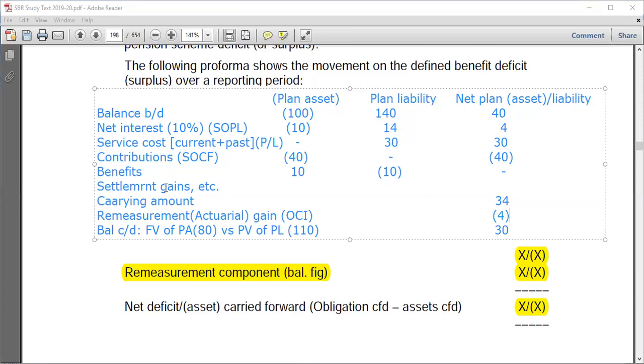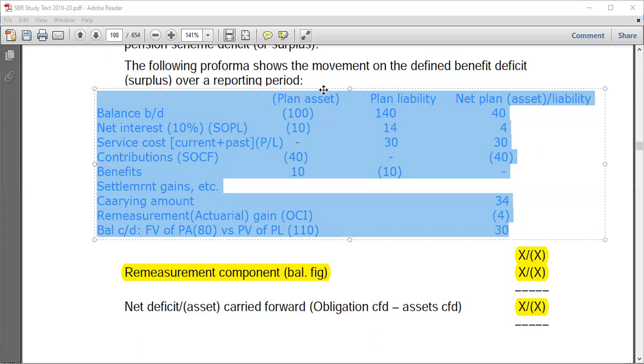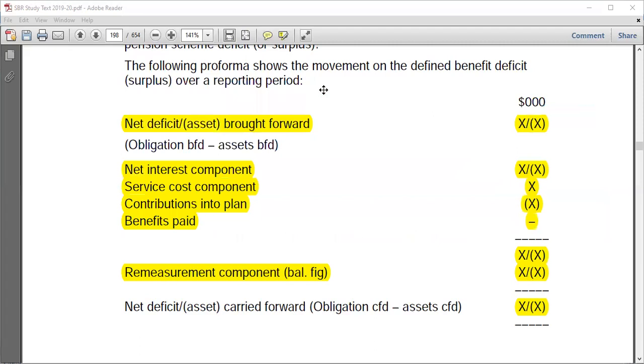Now let me tell you one thing. In case you're told that the contributions are paid at the beginning of the year, that means this contribution should reduce this opening balance first. So this 40 here should first have reduced this figure here. If it reduces this figure, then you would determine net interest based on that figure. Otherwise, for net interest, we base it on the initial figure because we presume that this contribution was made at the end of the year, right? Yes, so you need to understand something like that. Okay. All right, now let's go on.